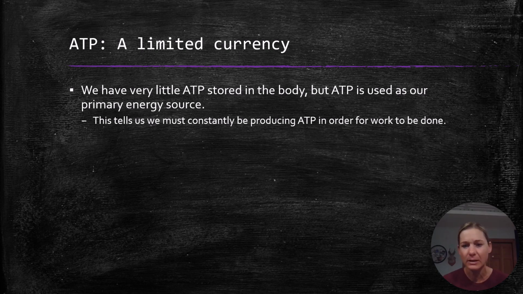So we have just a little bit of ATP available. However, we're constantly doing things to produce ATP in order for us to do more work, right? So again, this whole system of metabolism is constantly working in order for us to get that ATP that we need in order to do the work that we need to do.